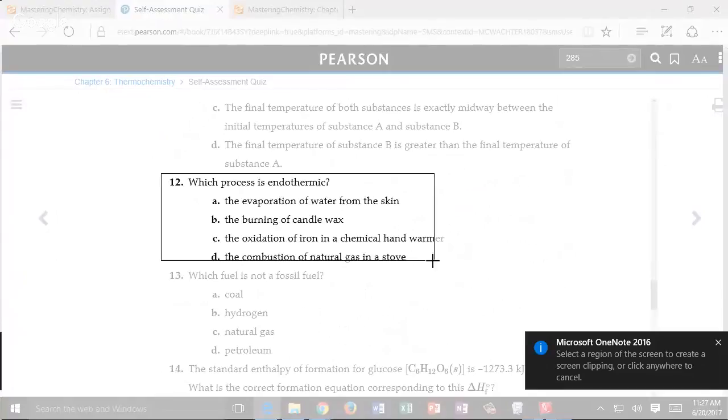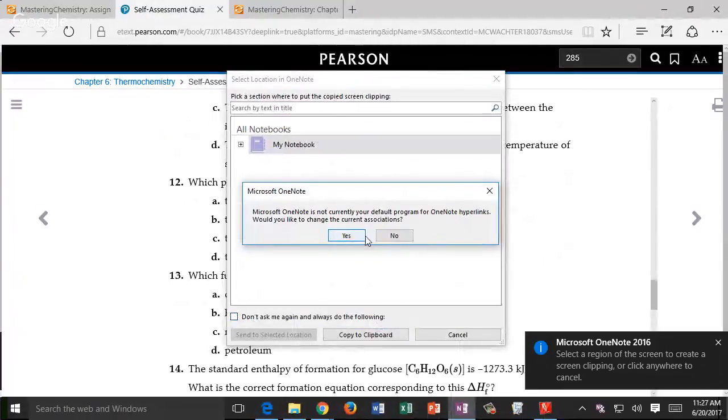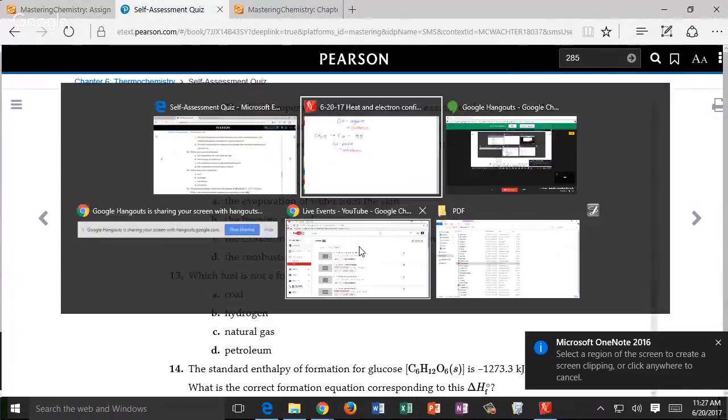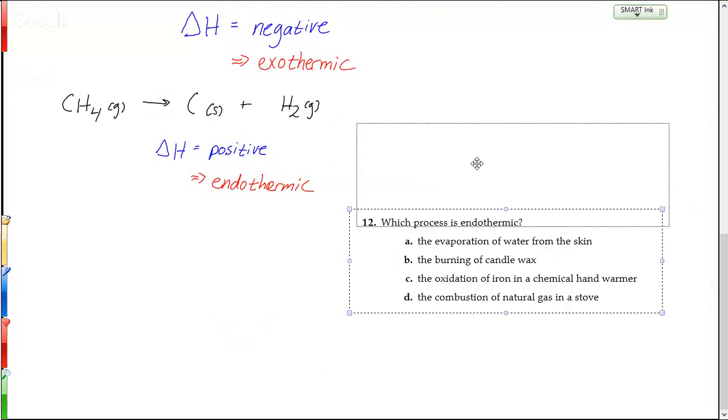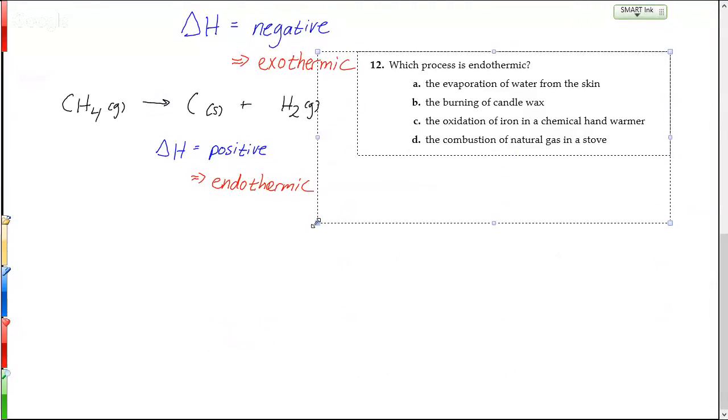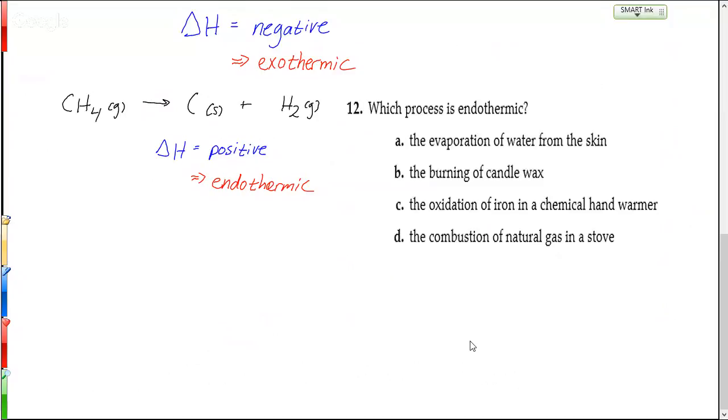So that we can practice this and see how this might come up on a quiz or an exam, because we're not going to do homework from this chapter, but just something like this. So we've got 4 things described here, and the question is, which process is endothermic? Evaporation of water from the skin, burning of candle wax, oxidation of iron, combustion of natural gas.